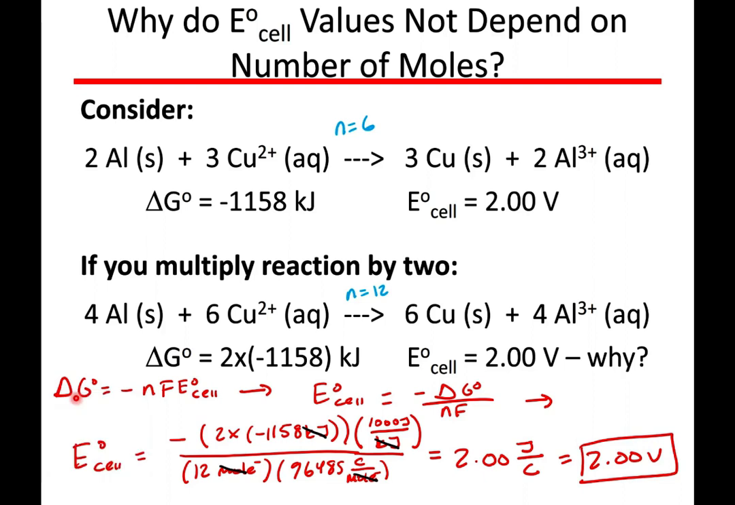So the reason why the standard cell potential is not scaling with the size of the system is because, yes, you do double the value of delta G, so you make the numerator bigger by a factor of 2, but you're also doubling the number of moles of electrons, and so that makes the denominator bigger by a factor of 2, and that all serves to keep the value of E naught for the cell constant, regardless of what you multiply the reaction by.